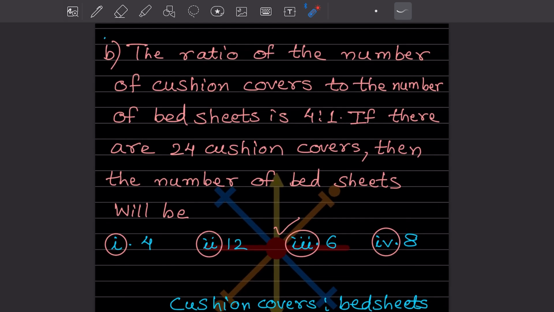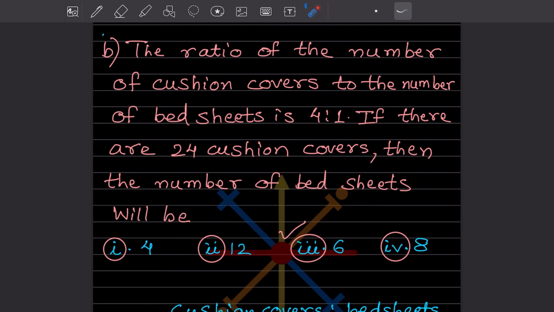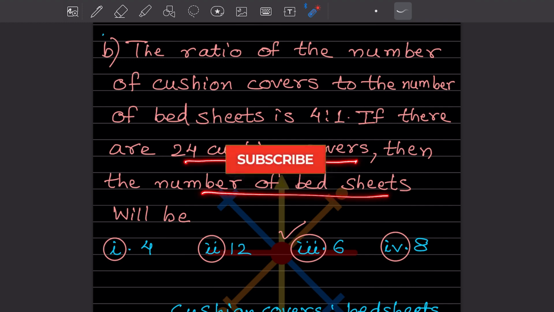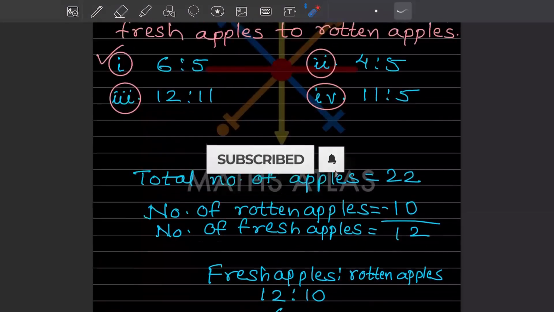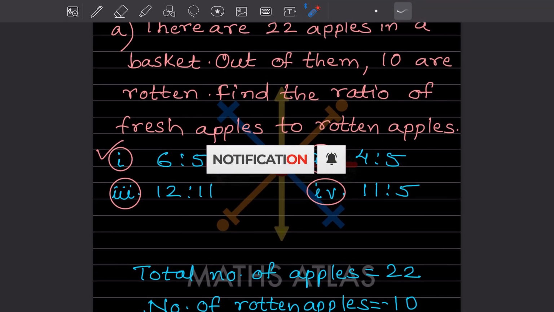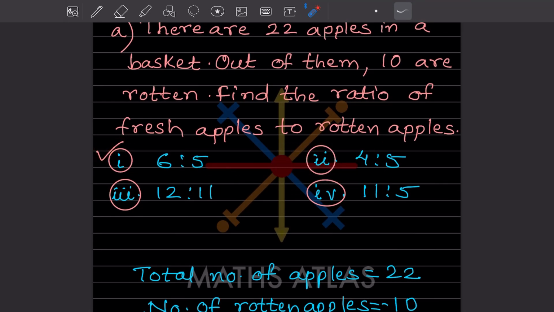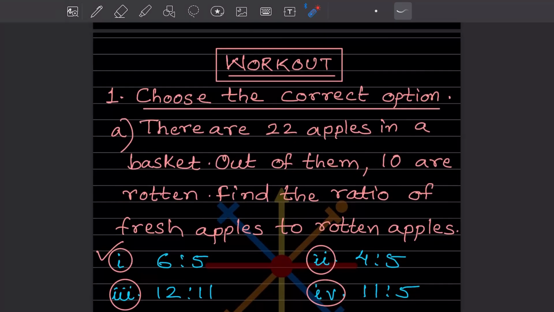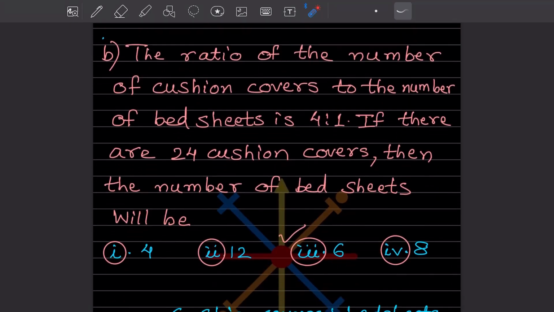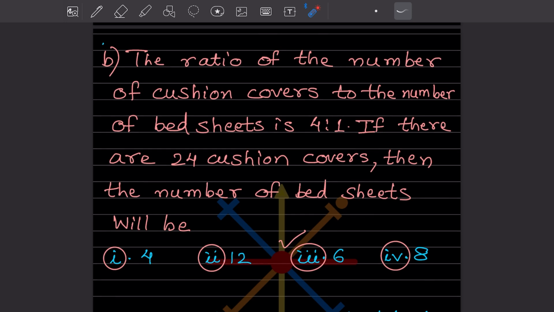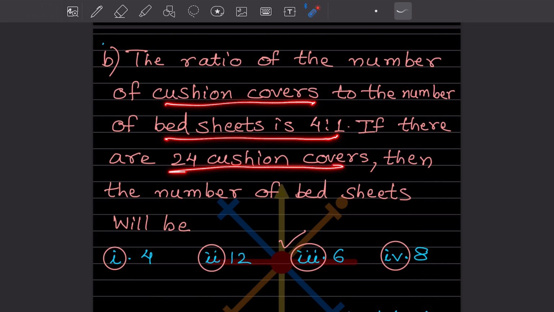So the next question says that the ratio of the number of cushion covers to the number of bed sheets is 4:1. If there are 24 cushion covers, then the number of bed sheets will be. So here before that, because these are the options, I forgot to tell you, you have to tick on this one, 6 is to 5, because they said choose the correct option, right? Yeah. Now look at here, the ratio of the number of cushion covers to the number of bed sheets is 4:1. And if there are 24 cushion covers, then the number of bed sheets will be how much?